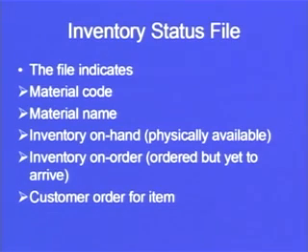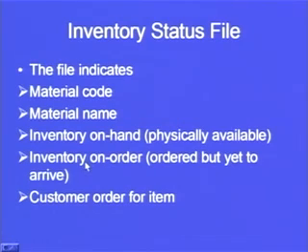Now what does the inventory status file indicate? The inventory status file will indicate the material code. There can be certain coding mechanisms or coding schemes used for the material, so it will indicate the material code, and it will indicate the material name. Inventory on hand means how many numbers are physically available in the inventory. So inventory on hand will also be indicated in the inventory status file.